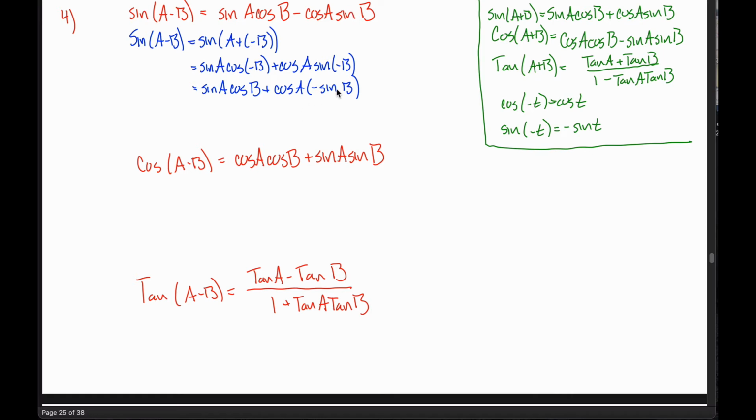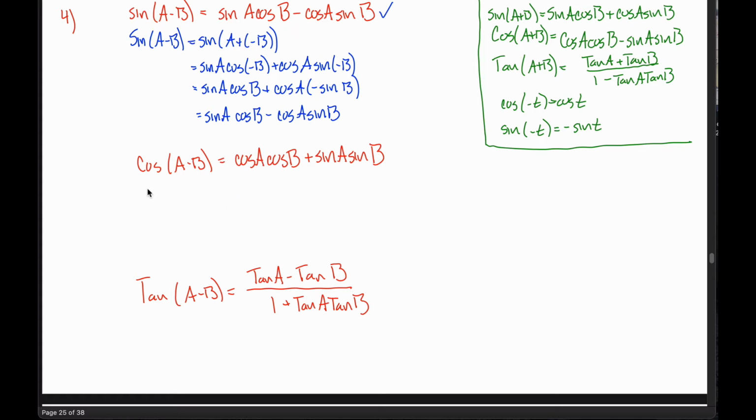A positive times a negative is a negative. And if I add a positive number and a negative number, really all I'm doing is subtracting. What I have written in blue here is the sine of a times the cosine of b minus the cosine of a times the sine of b, which is exactly what I was hoping I could come up with, the angle subtraction formula for sine.